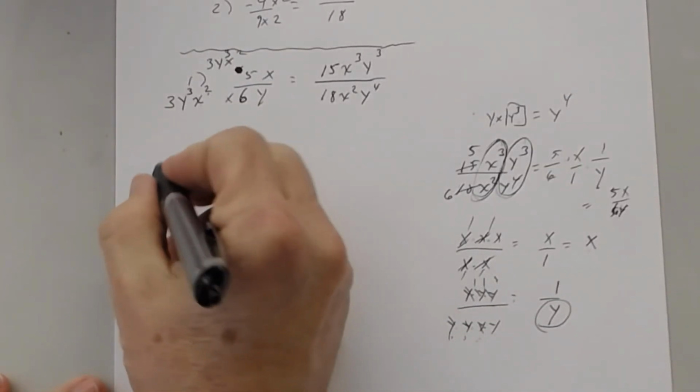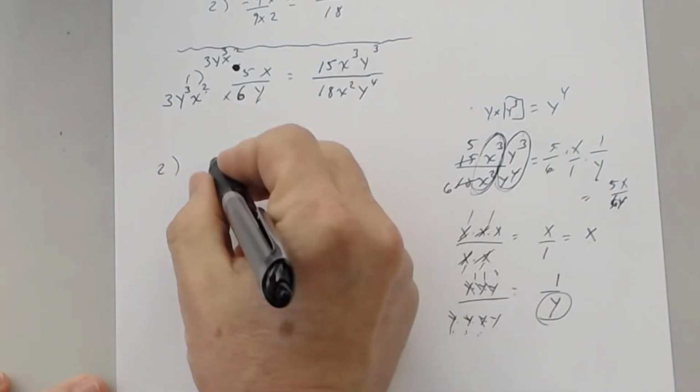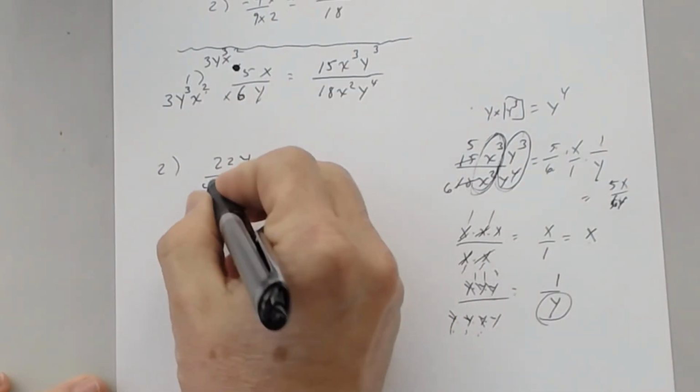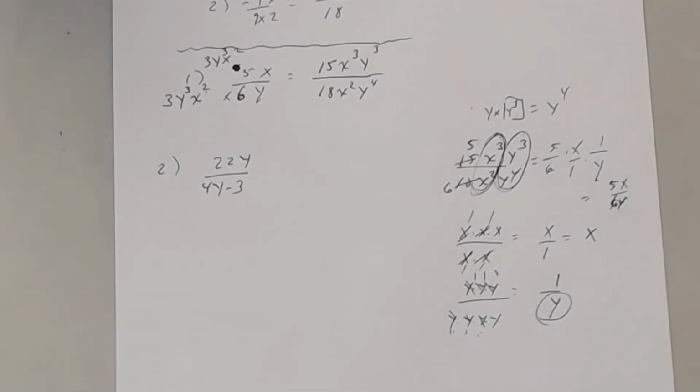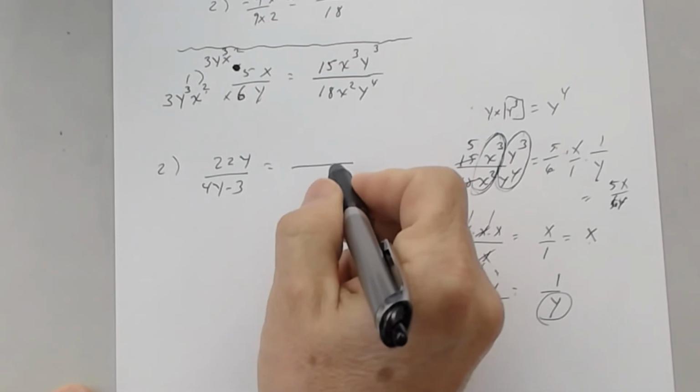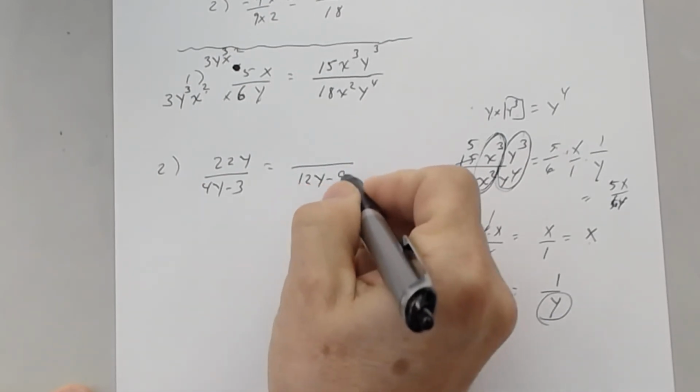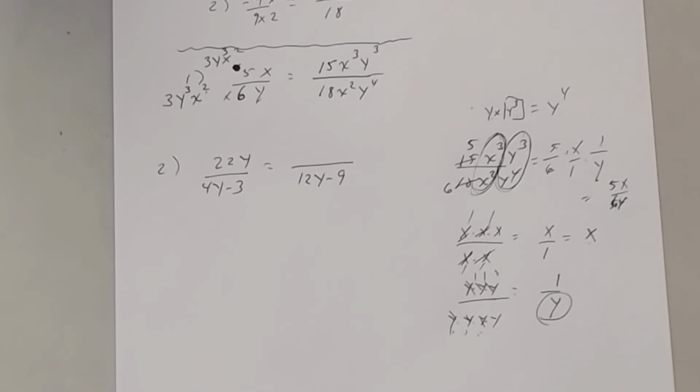Number 2. All right, look at number 2. We have this. We have 22y divided by 4y minus 3. So there's your rational expression. And you want to write an equivalent rational expression that has this denominator, 12y minus 9. All right, now, remember when you dealt with rational expressions from that first section, 14.1, what was it that you did most of the time at the beginning when you dealt with those rational expressions? You factored.